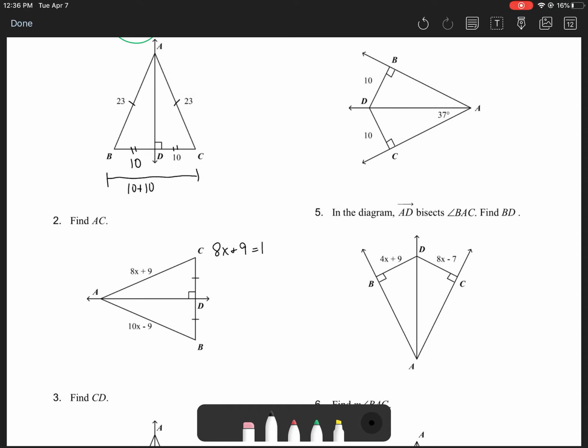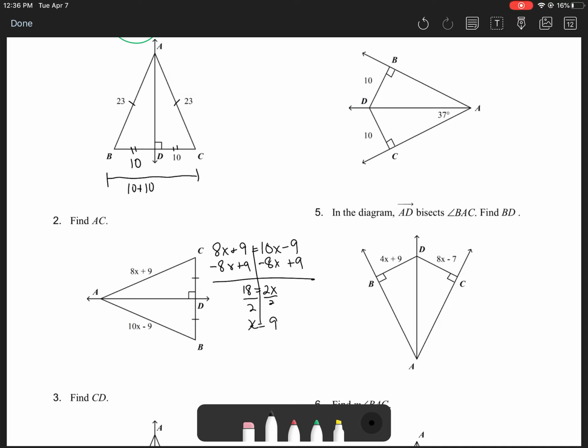8x plus 9 equals 10x minus 9. I'm going to subtract 8x on both sides and add 9 on both sides. And I did combine 2 steps here, so make sure if you need to, you're writing those steps out separately. So then I get 18 equals 2x. Divide by 2, x equals 9.